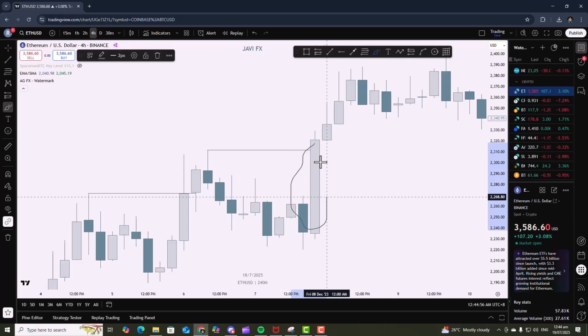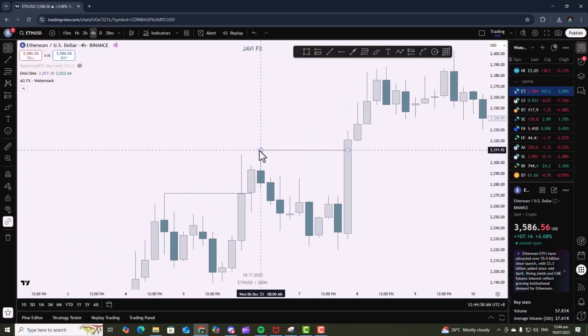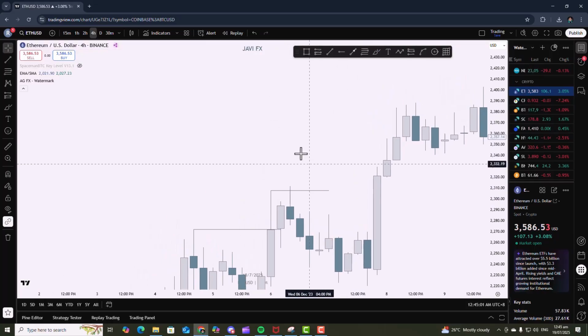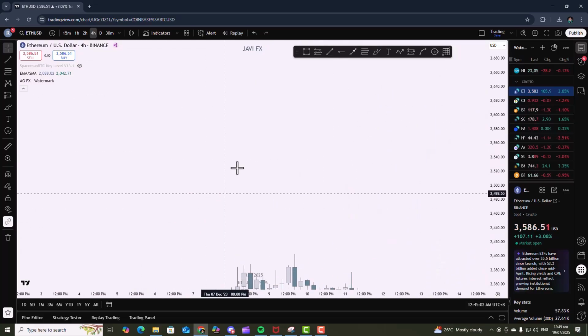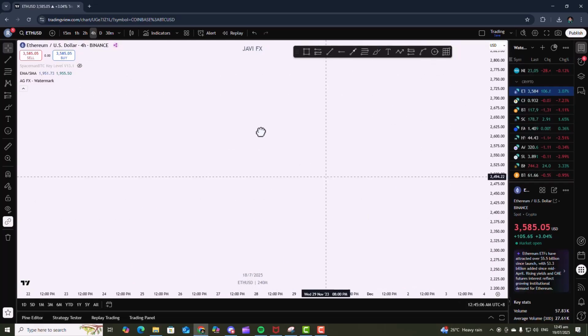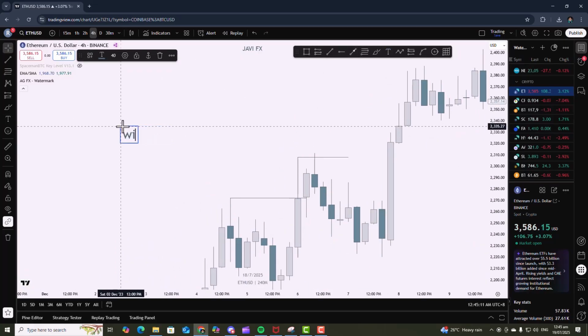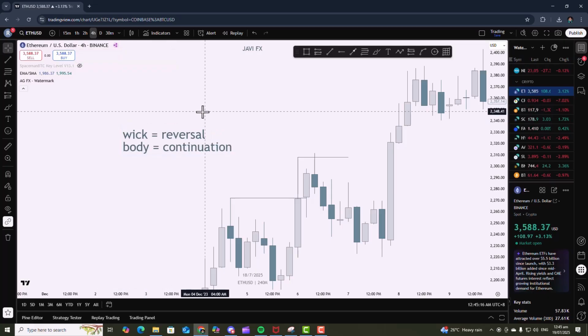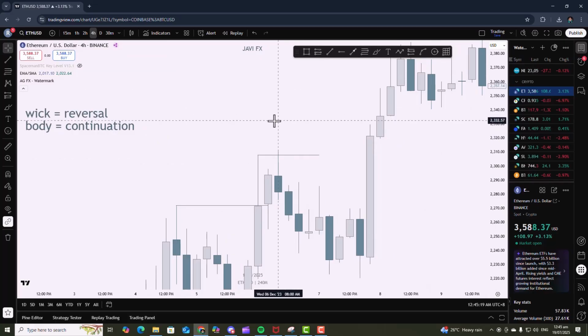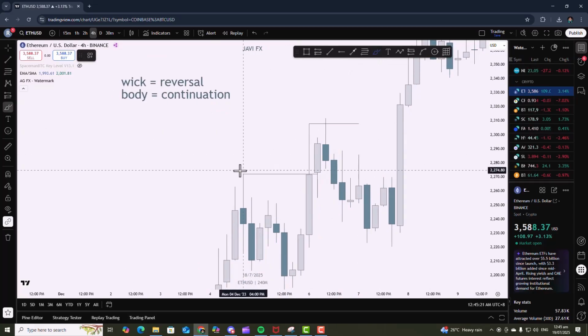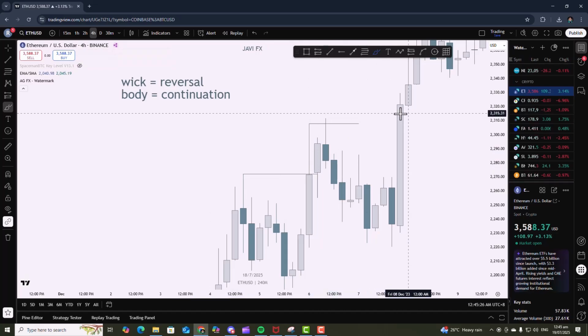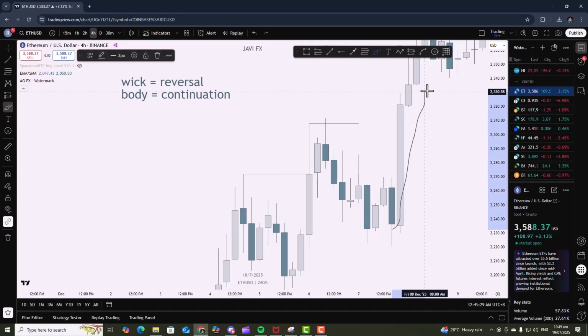Now, why did I choose this candle over this? Okay, I'll just type it again. So, wick equals reversal, body equals continuation. Right? Stay with me here. So we first got that continuation. When we close with this body, that means there's continuation higher, right?